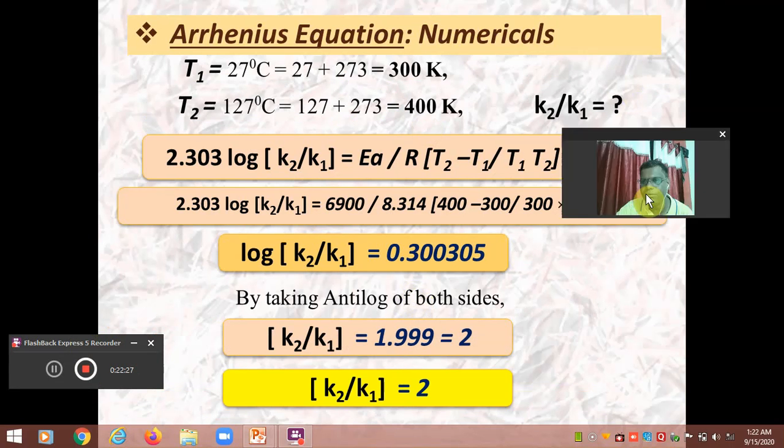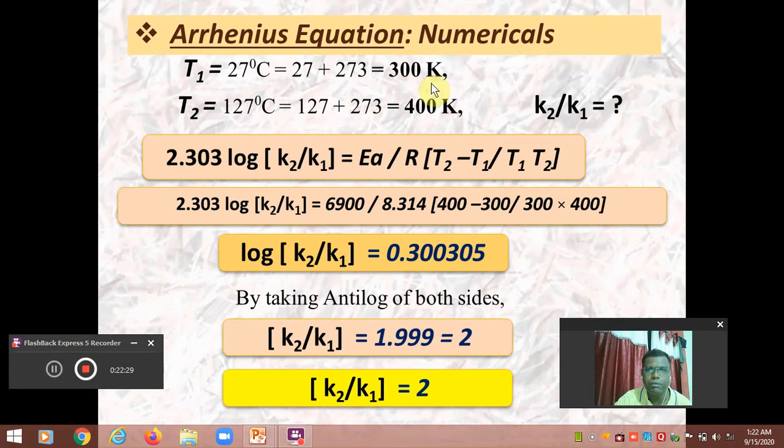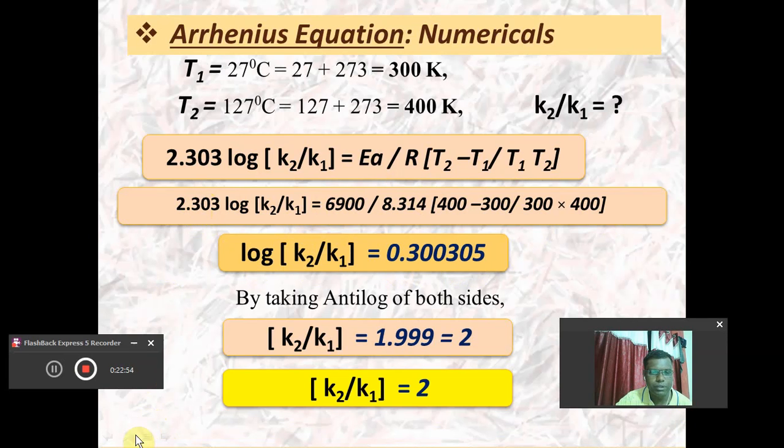Definitely I will show you here. T1 is 300, T2 is 400 Kelvin, and K2 upon K1 is to be calculated by putting in all these values. Already E is calculated from the threshold energy and the enthalpy of reactant. So by making all this simple calculation, you get log of K2 upon K1. This whole term will be transferred to this side, and you are getting this value.